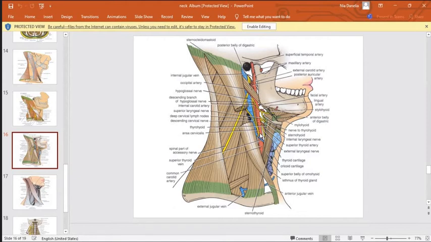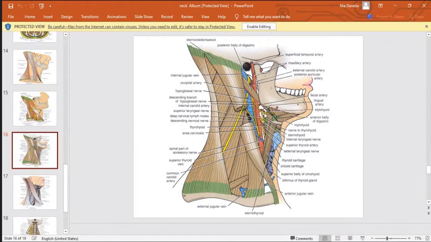Branches which arise from the external carotid artery. The first branch of the external carotid artery is the superior thyroid artery. We have two superior thyroid arteries, which supply the thyroid gland. A branch of the external carotid artery is also the lingual artery.